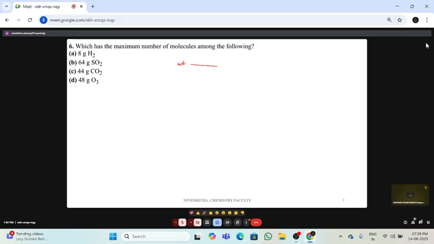We have to convert weight to number of moles. The formula is number of moles is equal to given mass divided by molar mass. And to convert number of moles into number of molecules or number of chemical species, what is the formula, Kana? Or what is the condition to convert number of moles to number of chemical species? Multiply by Avogadro number. Yeah.